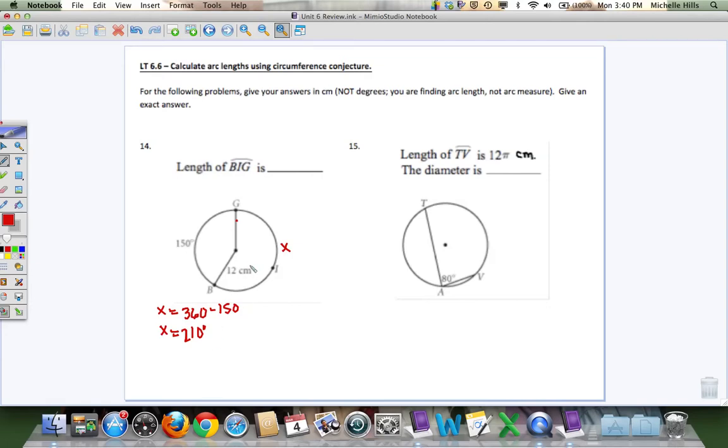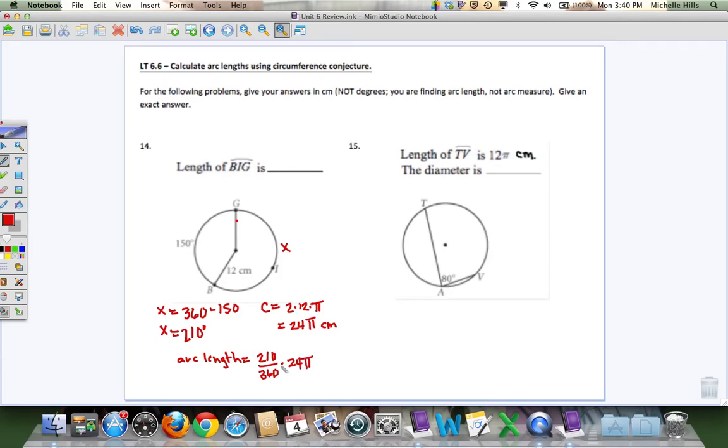Well, I know that the circumference of the entire circle, if I want to do this piecemeal, is 2 times 12 times pi, which is 24 pi centimeters. But I don't want the entire circle, I just want this fraction of it. So I have some options. One is to say that the arc length that I'm looking for is the fraction of the circle I'm dealing with, 210 over 360, times the full circumference.